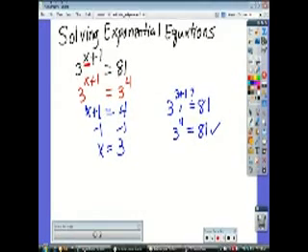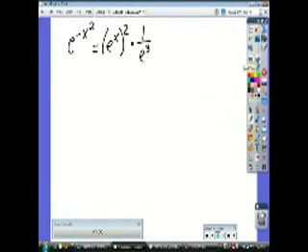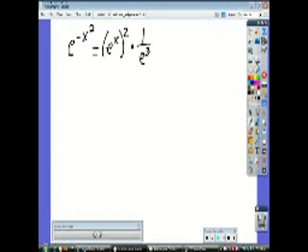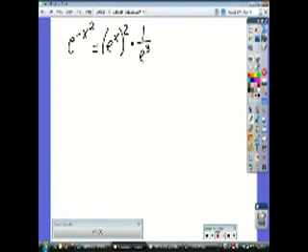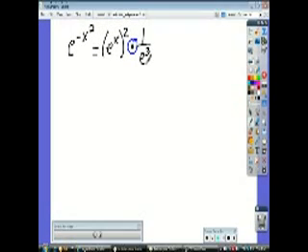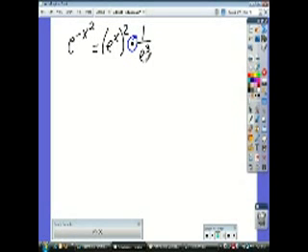Now we're going to look at a little more difficult equation. This equation involves the natural number e, and it will require us to use our properties of exponents. We have some of the same bases, but here's where our problem lies. We have a multiplication symbol on the right side. We have a power raised to a power. And we also have e in the denominator of a fraction. So we need to rewrite this right side of the equation in order to make it work.